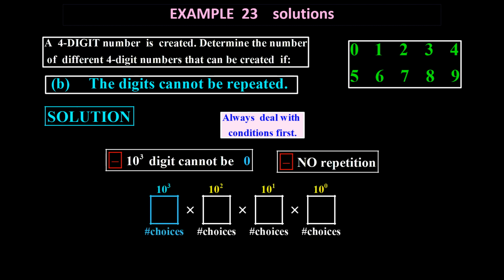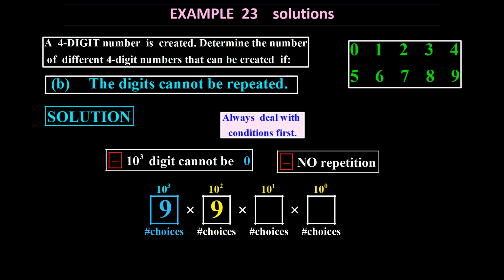So let's start with the first. I cannot use a 0 there, so there's only 9 options. How many numbers have I used up? I used up 1. So how many do I still have left? That's right, still have 9.